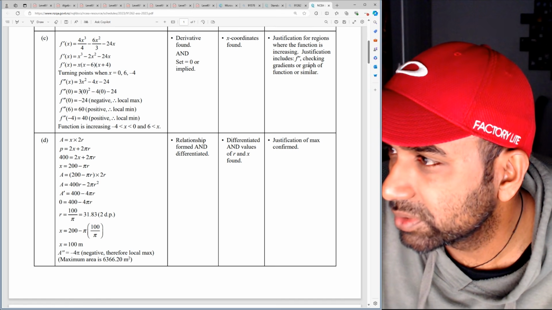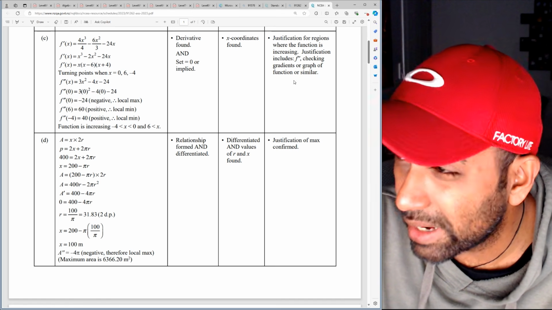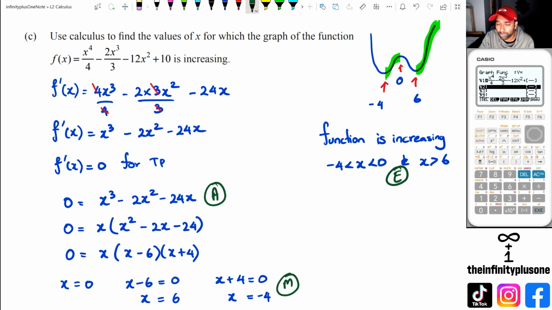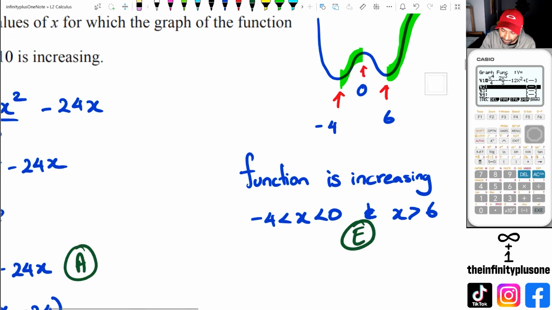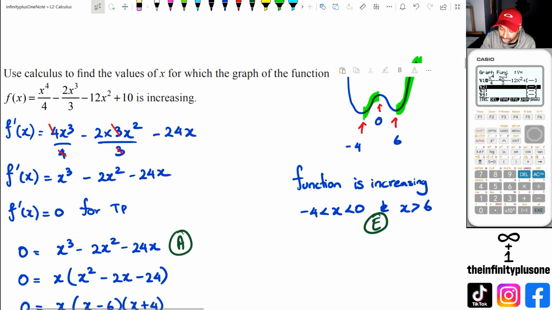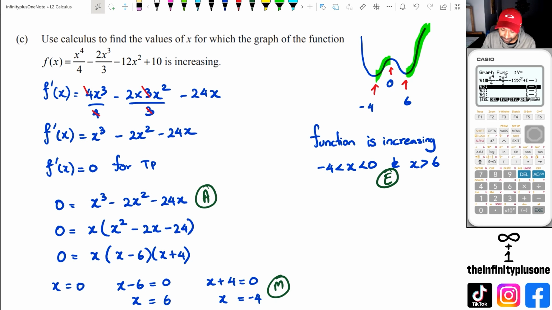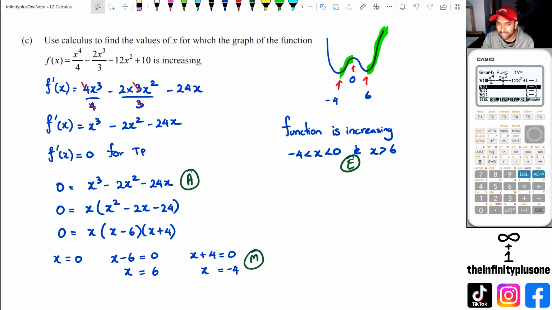But if you look at the schedule, they say checking gradients or graph of function or similar. Now, what we've done is we've actually provided a graph right there, and we've shown them that that's where the gradient is increasing. Therefore, the gradient is positive, therefore the function is increasing. I think that should be good enough to get an excellence for you. All right, let's go to the next question.